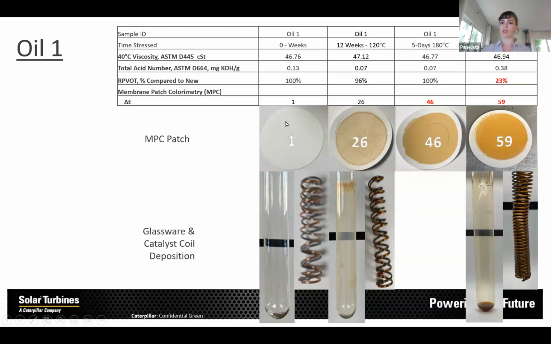At the baseline here, everything looks perfect. So the TAN is low, the viscosity is normal. This was an ISO VG 46 oil. The RPVOT is at 100%, and the MPC is negligible as we would expect it to be. In addition to this, one other component that we are bringing in aside from what we test for in the field is the deposition on the testing glassware, which turns out to be a very important parameter for us to observe, as you will see through the slides. It gives us some very important information.